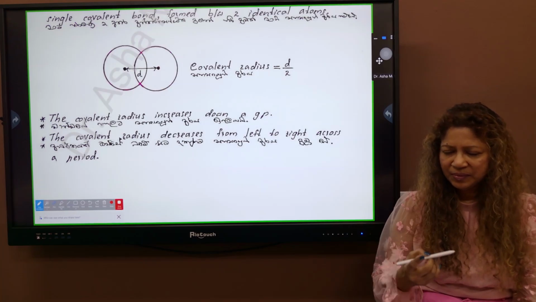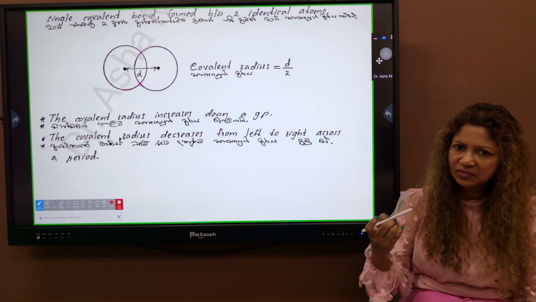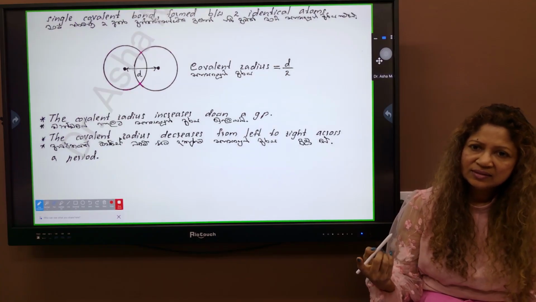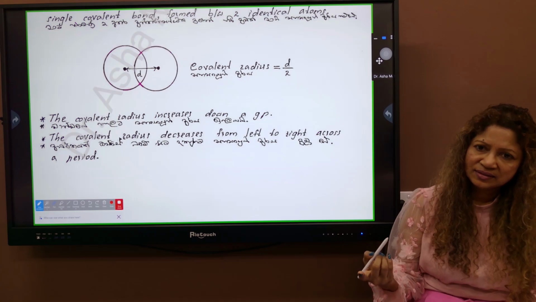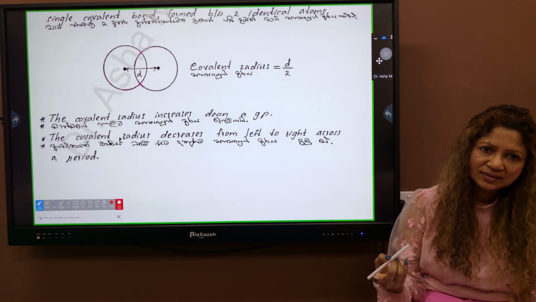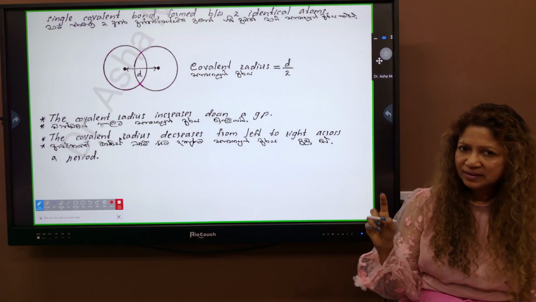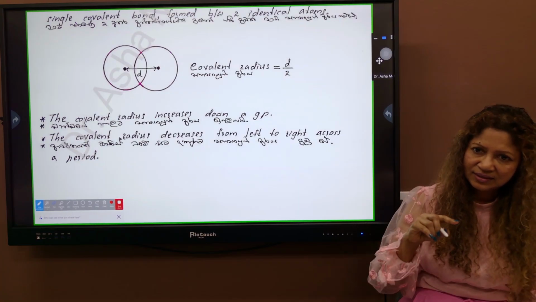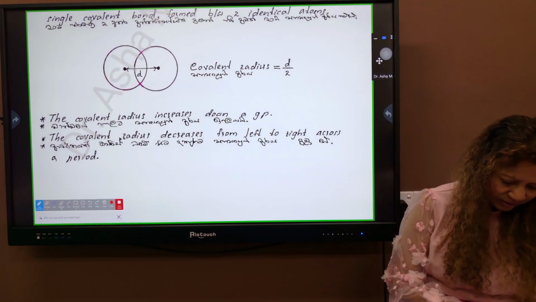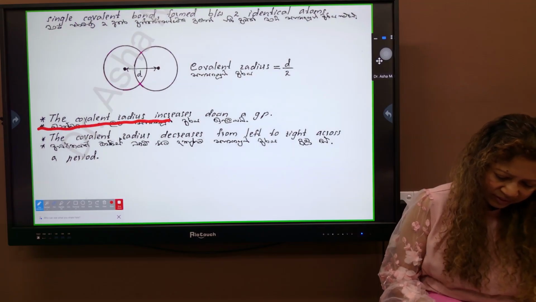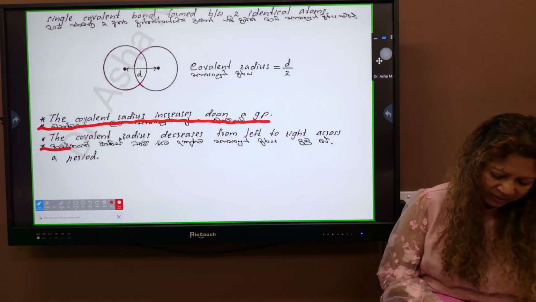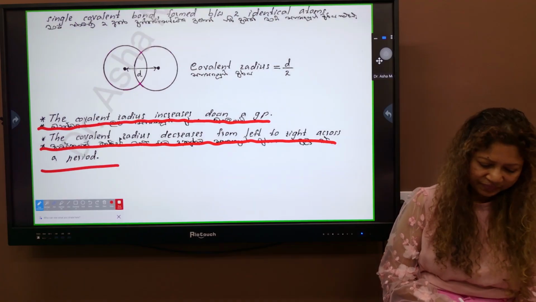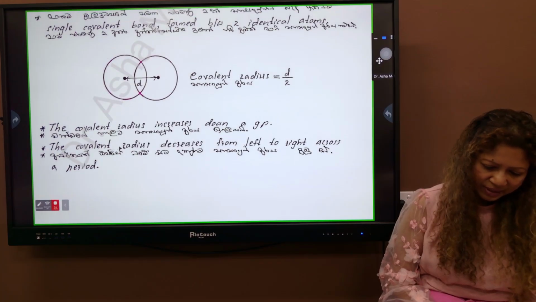Understood? Along a period, downwards group still the same. So downwards group radius increases. So covalent radius increases. Van der Waals radius increases. It's same. Ionic radius increases. So along a period, radius decreases. So covalent radius decreases. Ionic radius decreases whatsoever. Okay, so the covalent radius increases down a group. The covalent radius decreases from left to right across a period. Clear? Okay.